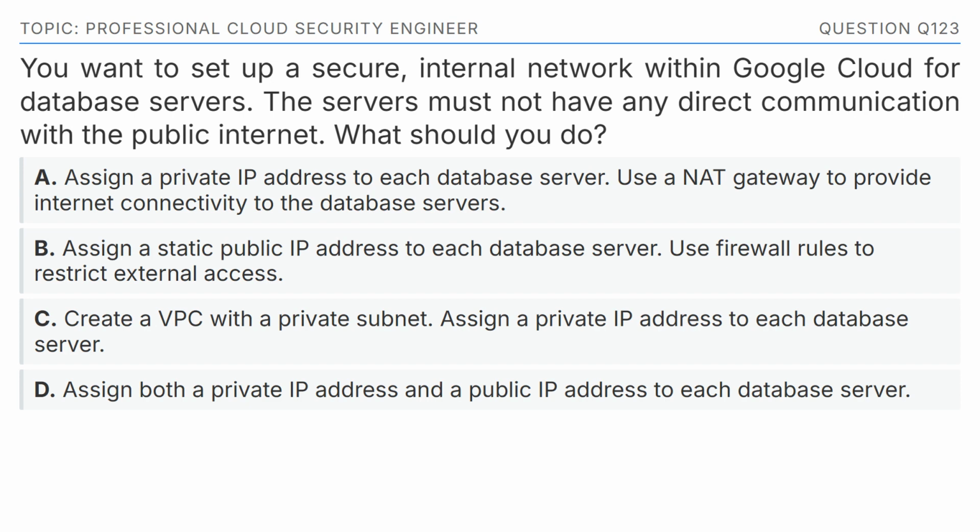Option B, assign a static public IP address to each database server. Use firewall rules to restrict external access. Option C, create a VPC with a private subnet. Assign a private IP address to each database server. Option D, assign both a private IP address and a public IP address to each database server.